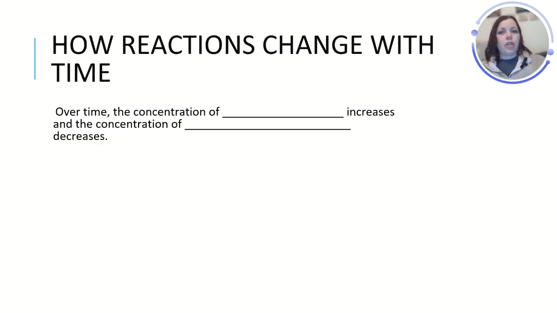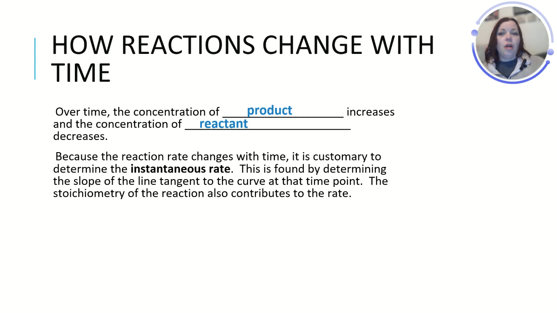So how do reactions change with time? Over time, the concentration of the product increases and the concentration of the reactant decreases. Because the reaction rate changes with time, it's customary to determine the instantaneous rate. This is found by determining the slope of the line tangent to the curve at some time point. If you are in calculus, that math might sound familiar to you, but you do not need to know or understand calculus in order to do the calculations that we're going to do with kinetics.